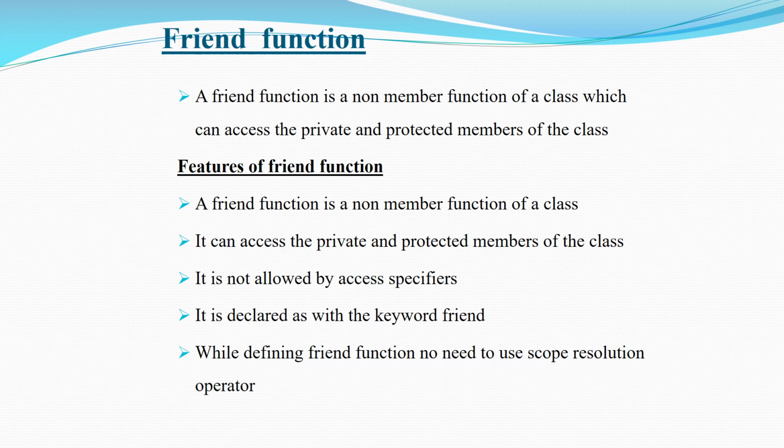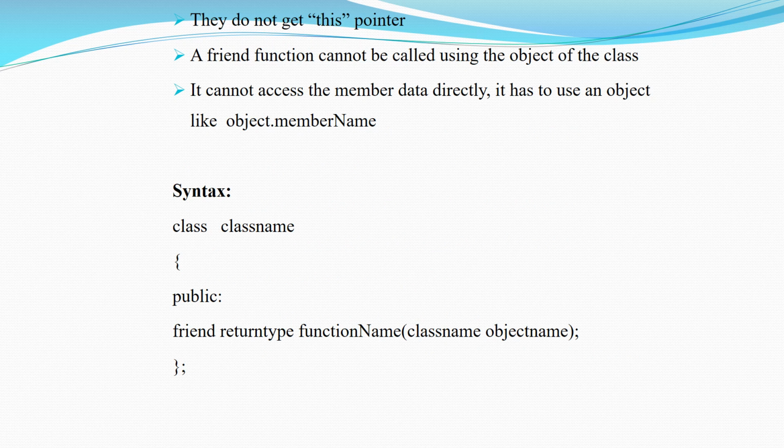I hope you now have an idea of what a friend function is, and we'll see still more features in the next slide. Here we have still more features. They do not get the this pointer. A friend function cannot be called using an object of the class.